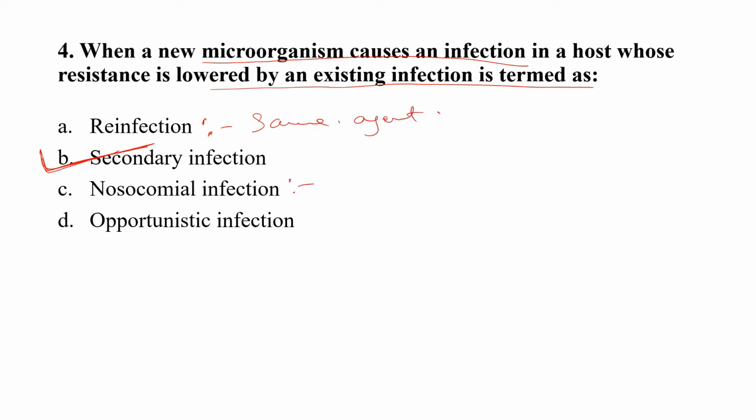Nosocomial infection, also called hospital acquired or healthcare acquired infection. This type of infection is acquired during the process of receiving care in the hospital, in which the infection was not present at the time of admission. And opportunistic infection is the type of infection which usually people with immunocompromised get infected.